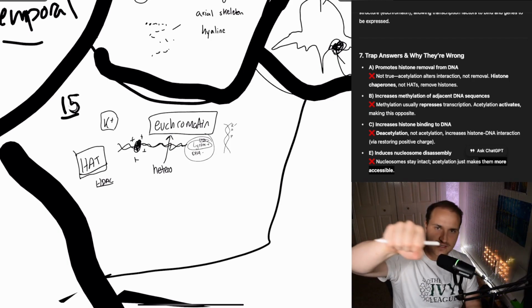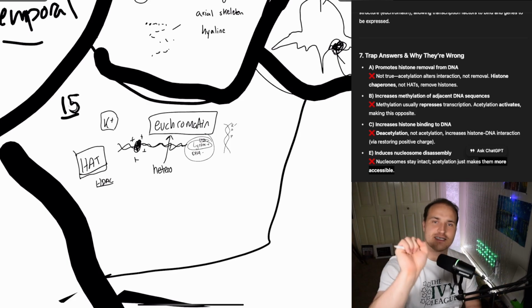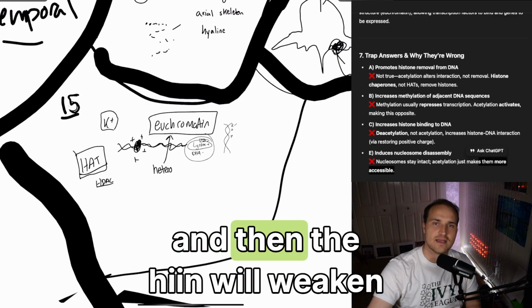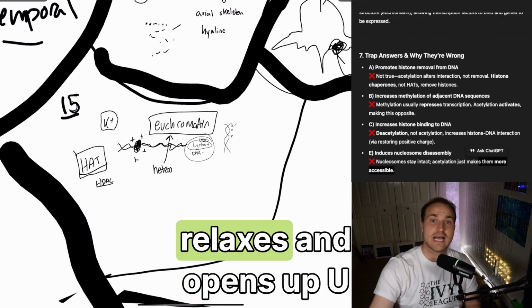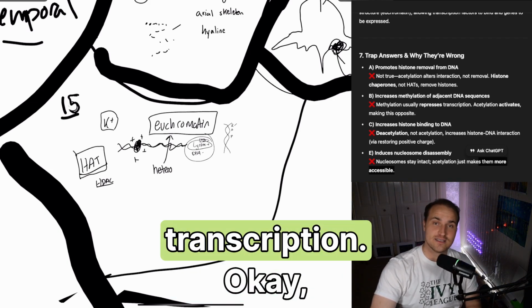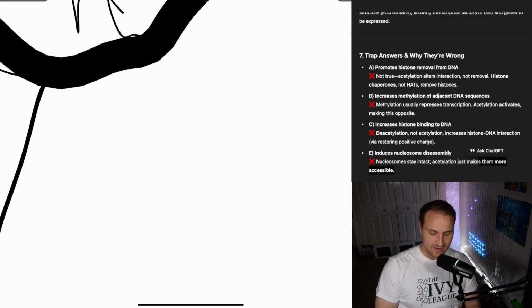And so it keeps it wound up as inactive heterochromatin. And then once it's acetylated, lysine loses its grip, the histone weakens, and the chromatin relaxes and opens up as euchromatin. And now it can do transcription. Okay, hopefully that was helpful. Moving on to question 16.